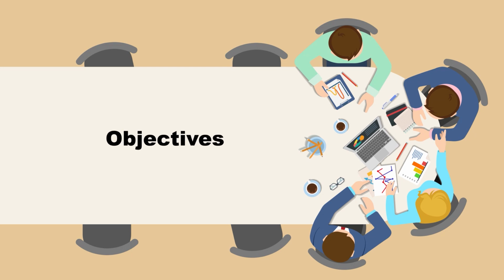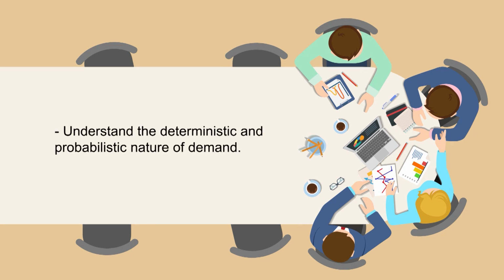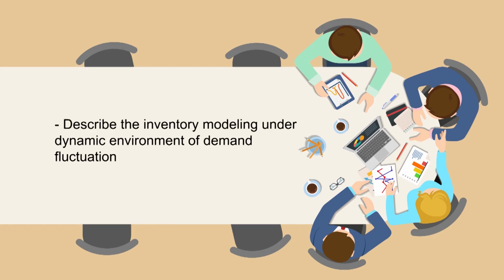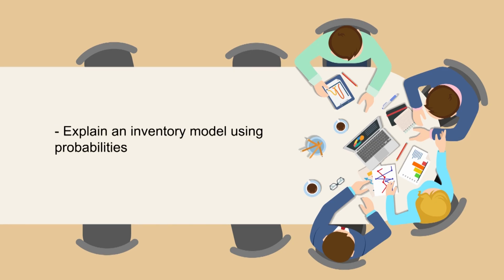After studying this unit, we should be able to understand the deterministic and probabilistic nature of demand, describe inventory modeling in the dynamic environment of demand fluctuation, and explain the inventory model using probability. Means demand may be deterministic or probabilistic. Deterministic means we should know the certain demand.